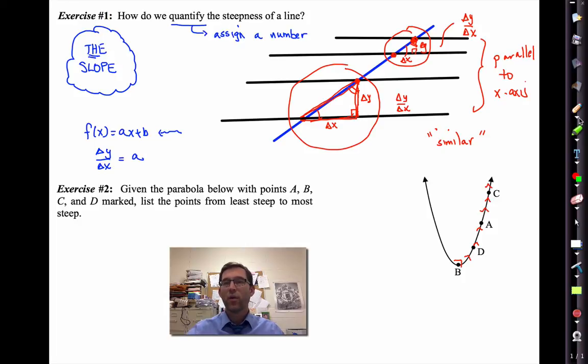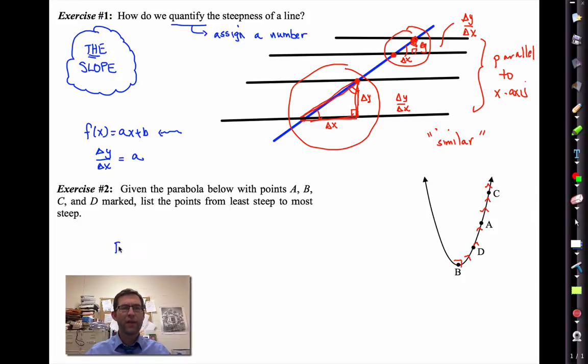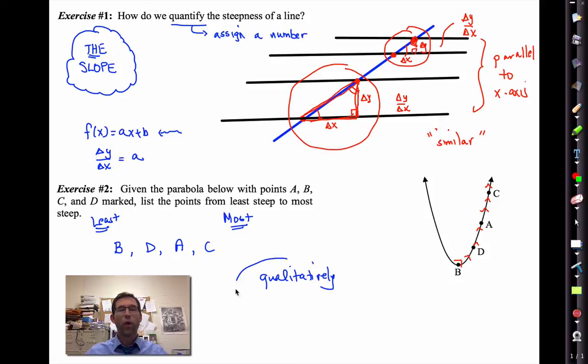All right. Well, I hope that everyone said B was the least steep, then D, then A, then C. So this is the least, and this is the most. Now, the reason that I wanted to lay that out there, even though it probably seems very obvious, is we all have to agree qualitatively that the different points on the parabola have different steepnesses.